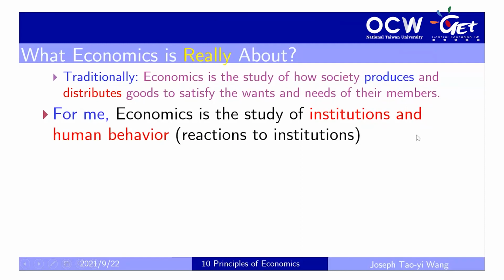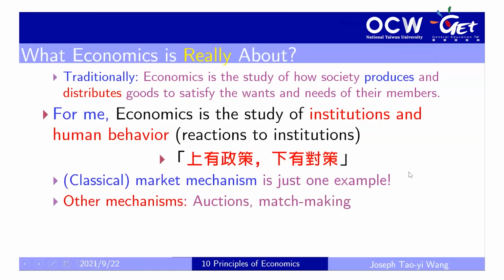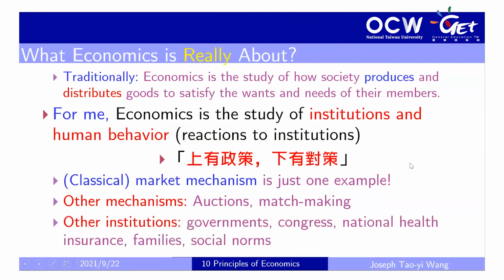It's the study of institutions and human behavior, the reaction to institutions. And in Chinese, it's only 8 characters. 上有政策，下有对策. So classically, economists talk about markets. That's just one example, because that's just one institution, and how people react to this institution. You can think of other possible mechanisms: matchmaking, auctions, even the government. I mean, that's an institution. The Congress, that's also an institution.